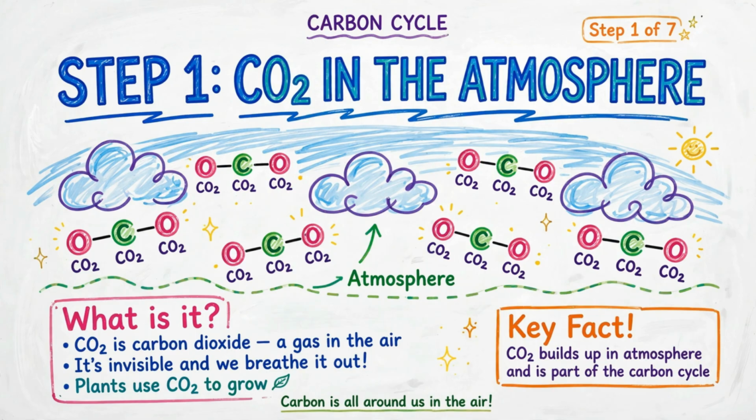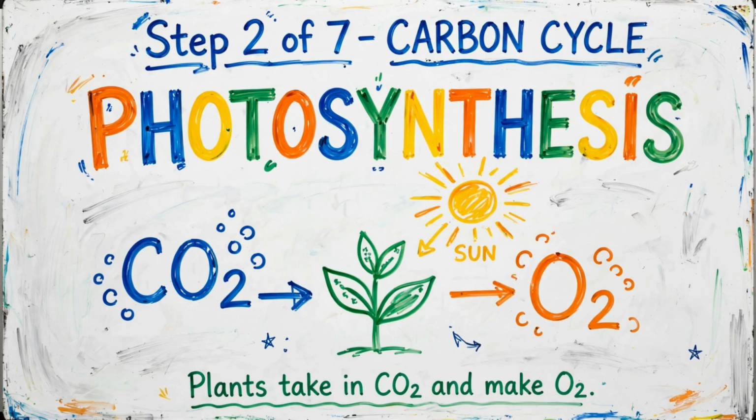Our journey begins in the air. Carbon exists here as carbon dioxide, or CO2. It's the starting point for a lot of the magic that happens in this cycle. Plants are the heroes here. They take that atmospheric CO2 and, using energy from sunlight, turn it into food for themselves and oxygen for us.